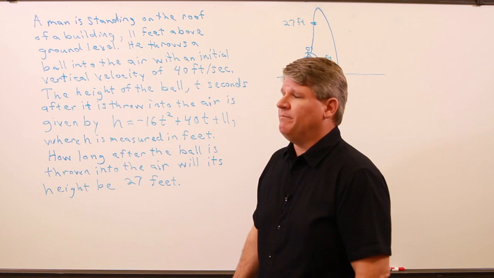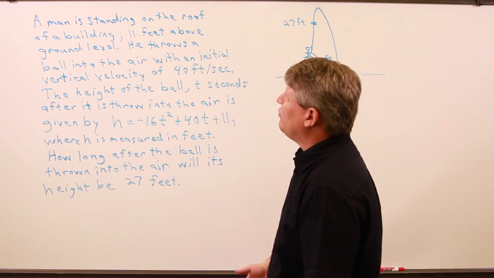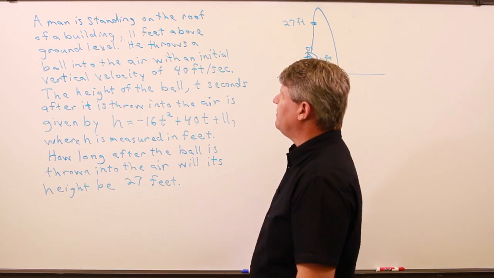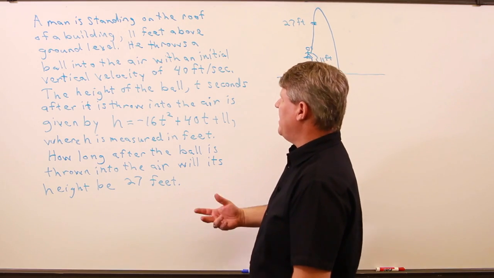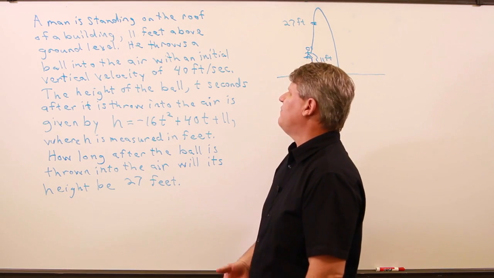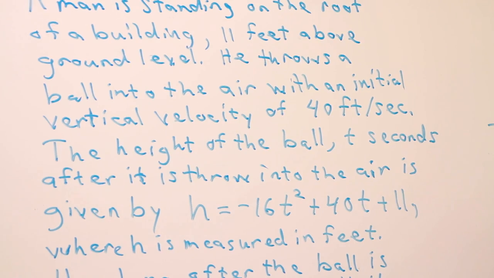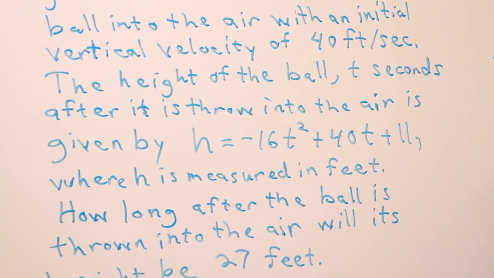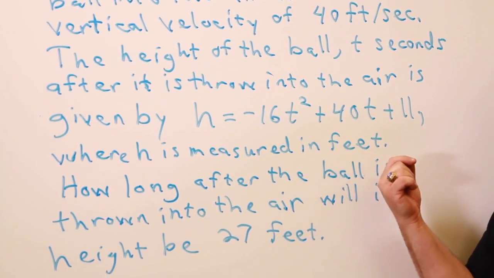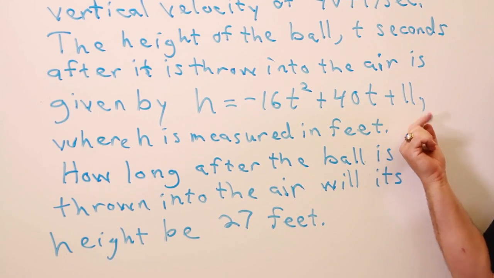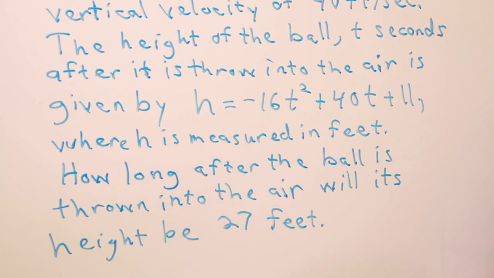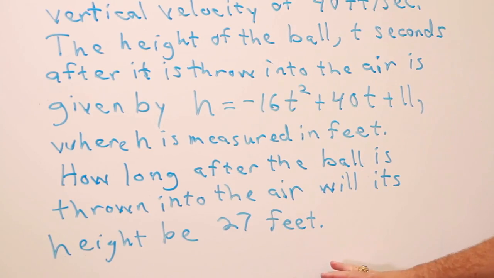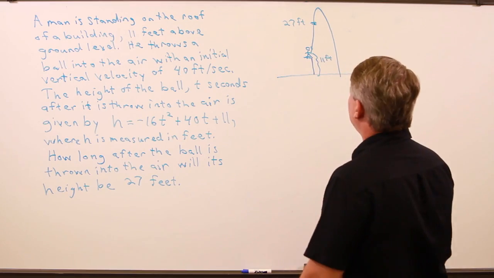We have to solve this word problem. A man is standing on the roof of a building 11 feet above the ground. He throws a ball into the air with an initial vertical velocity of 40 feet per second. The height of the ball, t seconds after it is thrown into the air, is given by h equals negative 16t squared plus 40t plus 11, where h is measured in feet. How long after the ball is thrown into the air will its height be 27 feet from the ground?